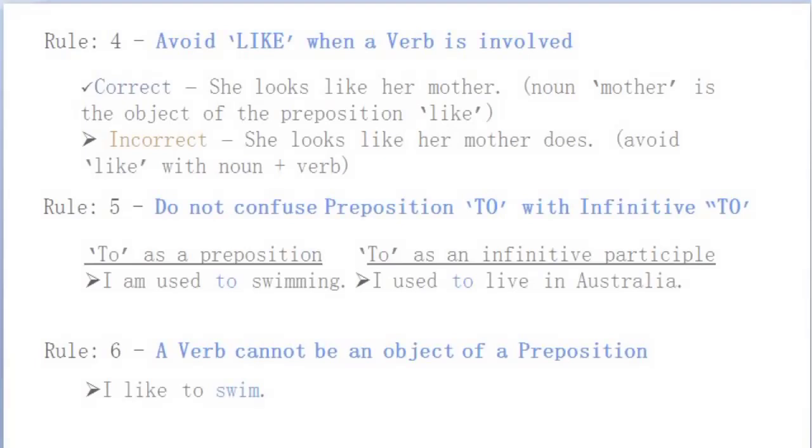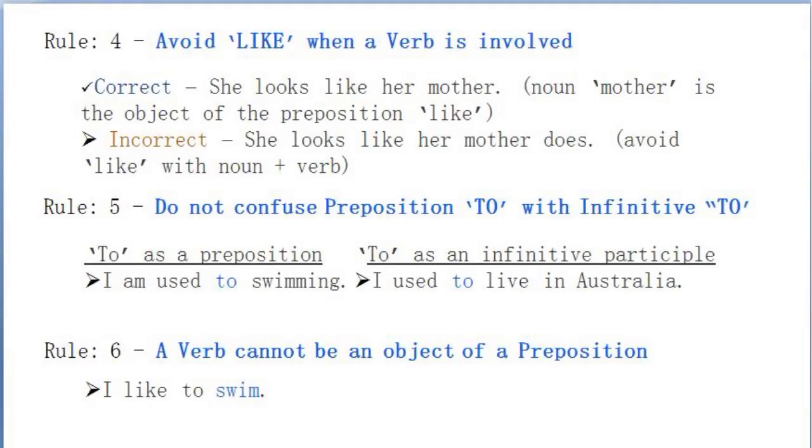Right. And rule number 4, avoid "like" when a verb is involved. In a sentence, if the object contains a verb, we should not include the preposition word "like." Okay. The correct format is, she looks like her mother. So here we have only 2 nouns and a preposition word. Suppose we consider, she looks like her mother does, the second object has the verb "does," right? So in this sentence, we should not use the preposition word "like." This is the fourth rule.